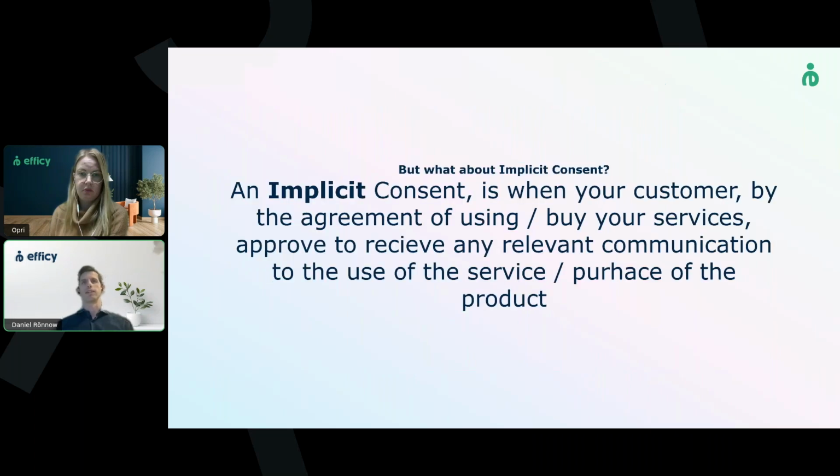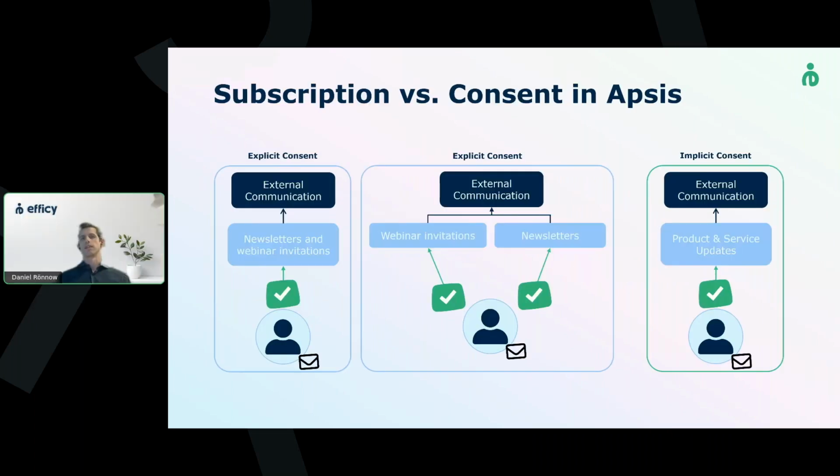So an implicit consent is when your customers, by the agreement or signing up to your subscription or buying your products, have given the approval for you to receive any kind of information or communication that is relevant to the use of that service or that product. You can, of course, manage that as well in Apsis by doing the same kind of thing. But this doesn't mean that the consent itself needs to be approved and given from the customer. They've done that already when they've signed up to the service.